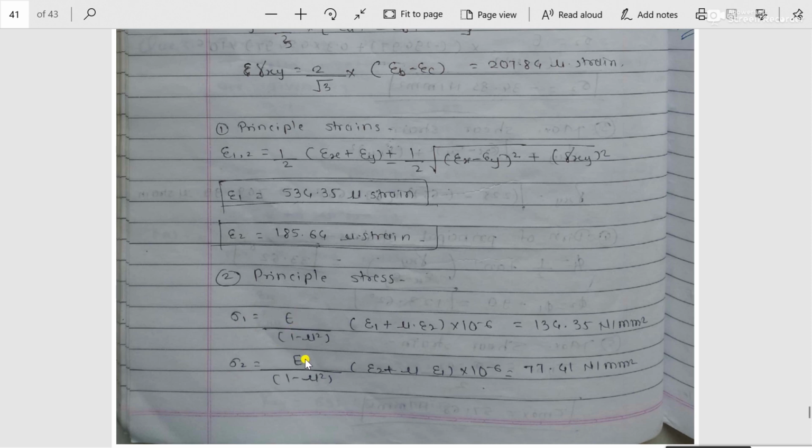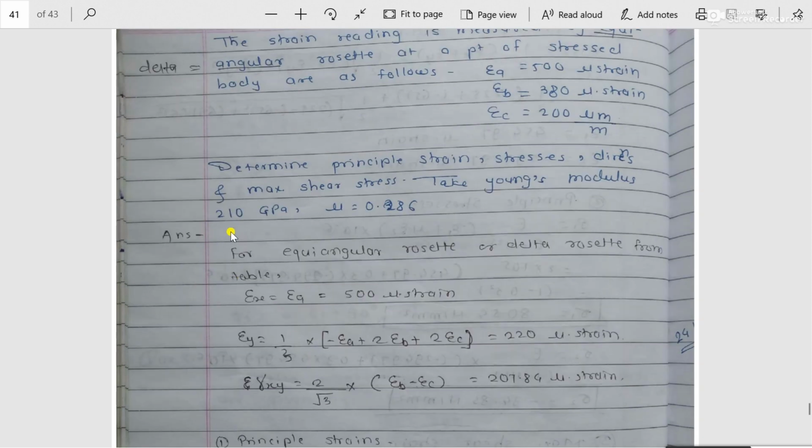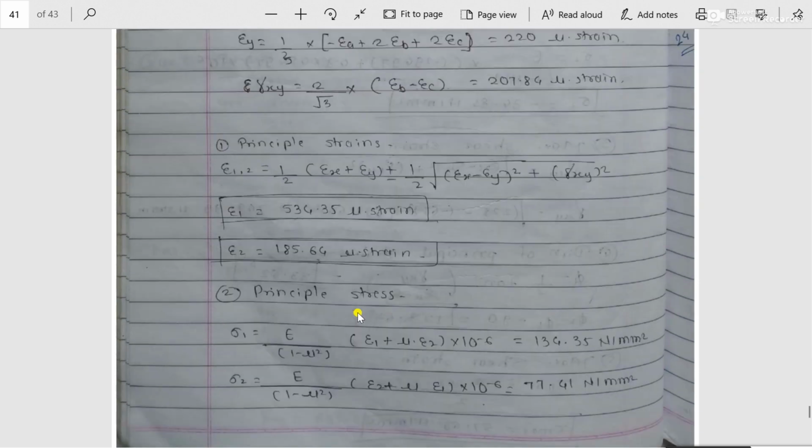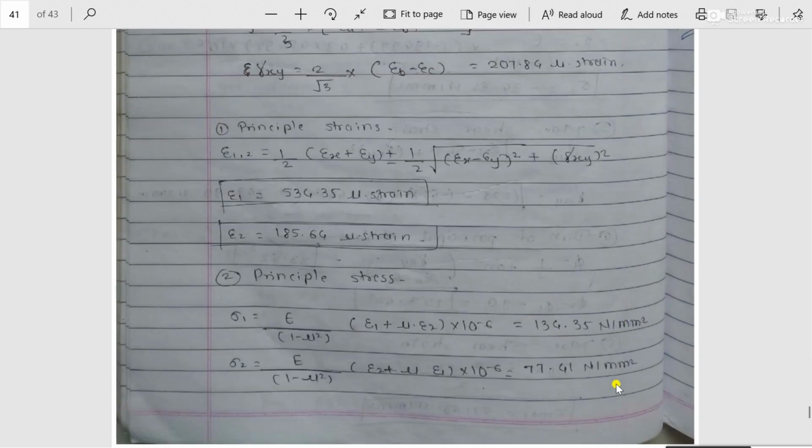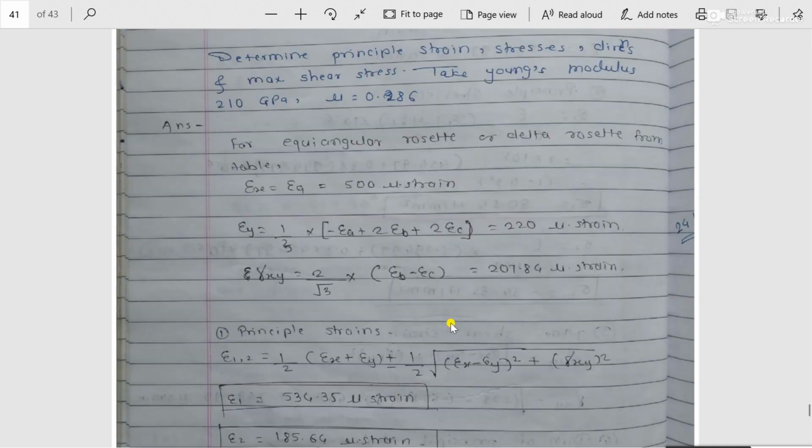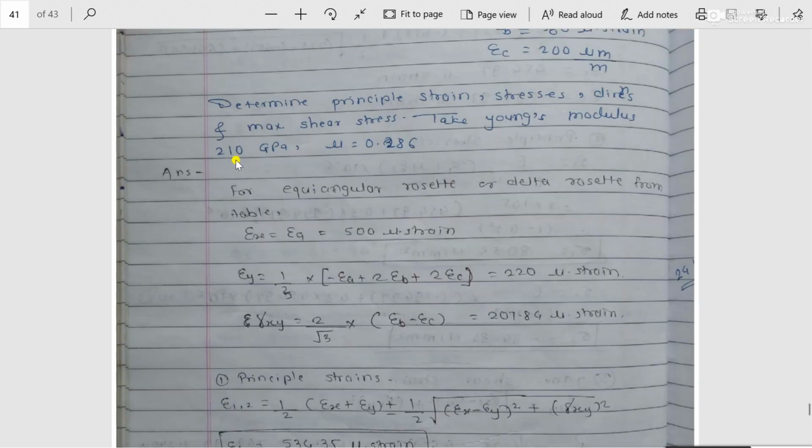The values of E are given in gigapascal, but as I have to calculate the stresses in Newton per mm square, we have to convert that E into Newton per mm square. So the value is given in gigapascal. To convert it into Newton per mm square, multiply by 10 raised to 3. Therefore, your value becomes 210 into 10 raised to 3 Newton per mm square.